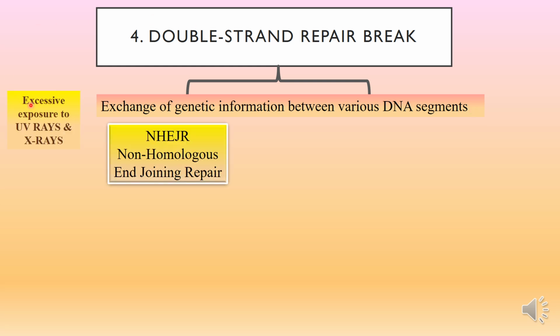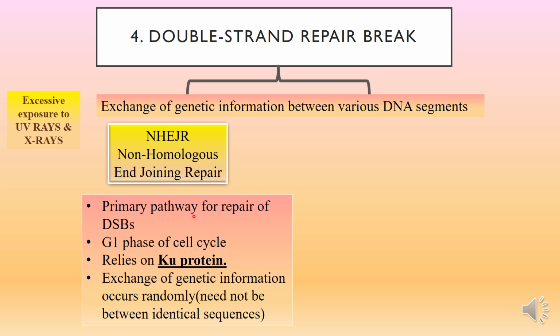Now, due to excessive exposure to UV rays and X-rays, there is some kind of double-stranded DNA break, and this can be repaired by the non-homologous end joining repair mechanism, and it is the primary pathway for repair of double-stranded breaks. It is the most preferred type of repair mechanism for the G1 phase of the cell cycle of mitosis, and this mechanism relies on the Ku protein.